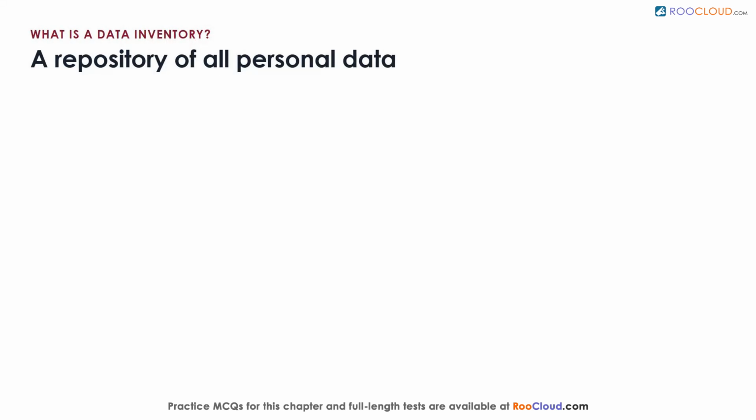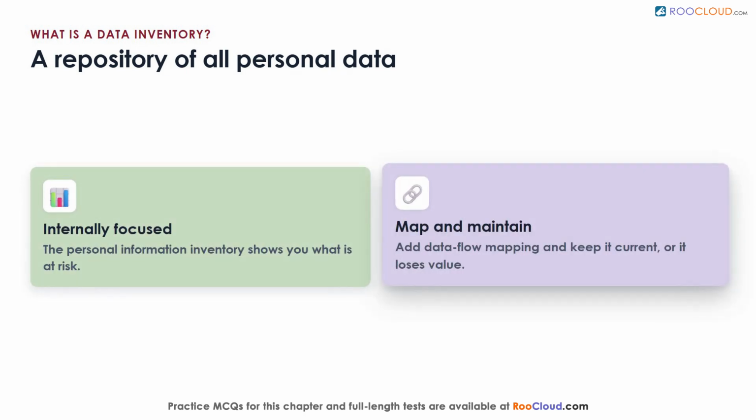How do you know what data you even hold? You build a personal information inventory. It is a documented repository of all the personal data you handle. Unlike a notice, it is internally focused. Its job is to show you what might be at risk. Add data flow mapping wherever you can. Every enterprise is different, so the contents will vary. And keep it current, or it quickly loses value.